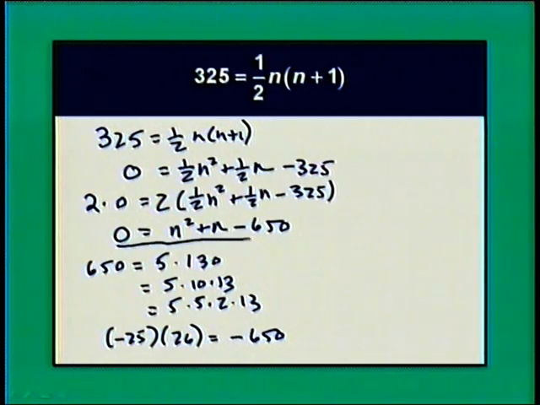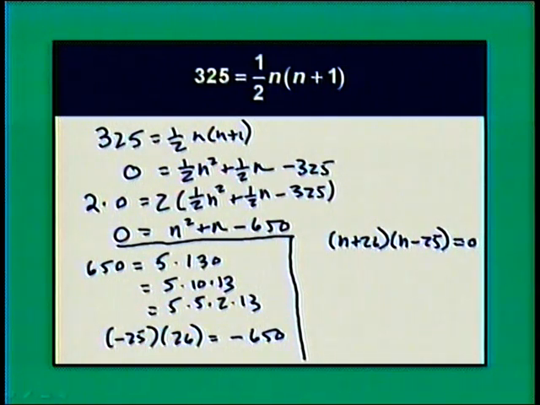Going back to my quadratic equation, that factors into n plus 26 and n minus 25 equals 0. So I get 2 solutions. Either n plus 26 equals 0, so n equals negative 26, or n minus 25 equals 0, which tells us that n equals 25. Okay, we're going to need to check. But let's think back to the context of the problem. n represents a natural number, so I'm just going to check the solution n equals 25.